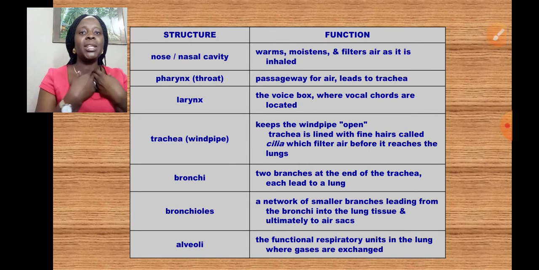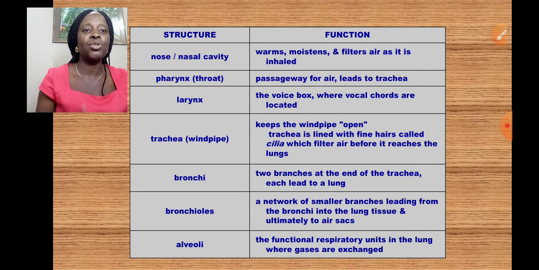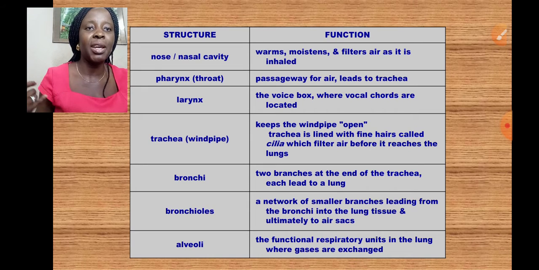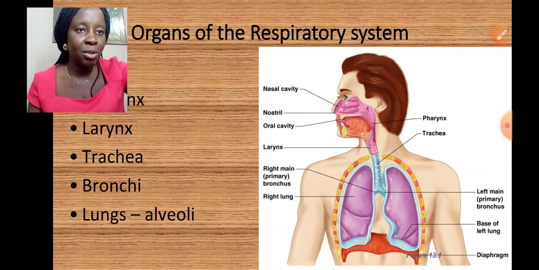Then our trachea leads into the bronchi. All right, our bronchi are like two branches at the end of the trachea that lead into the lungs. Let's go back to that first structure. All right, so we can see that Y shape structure.